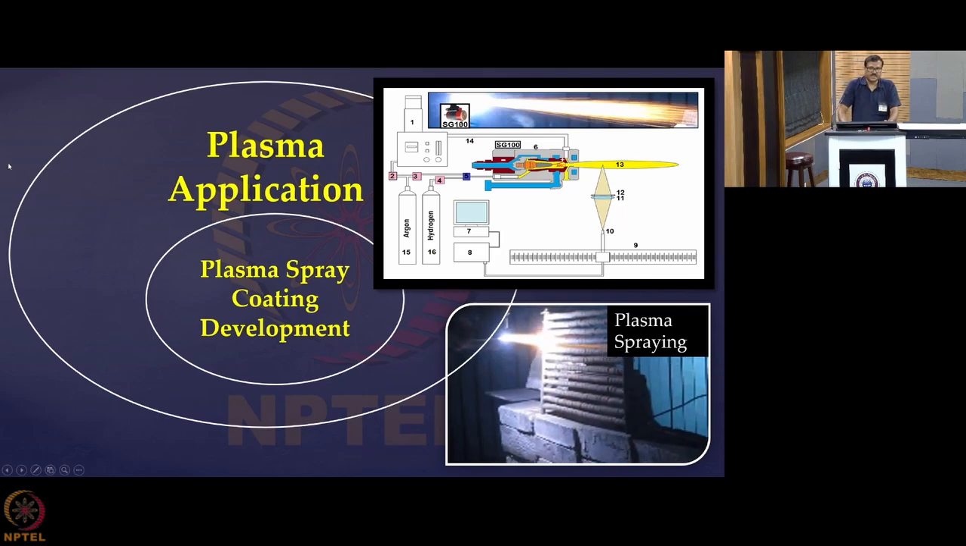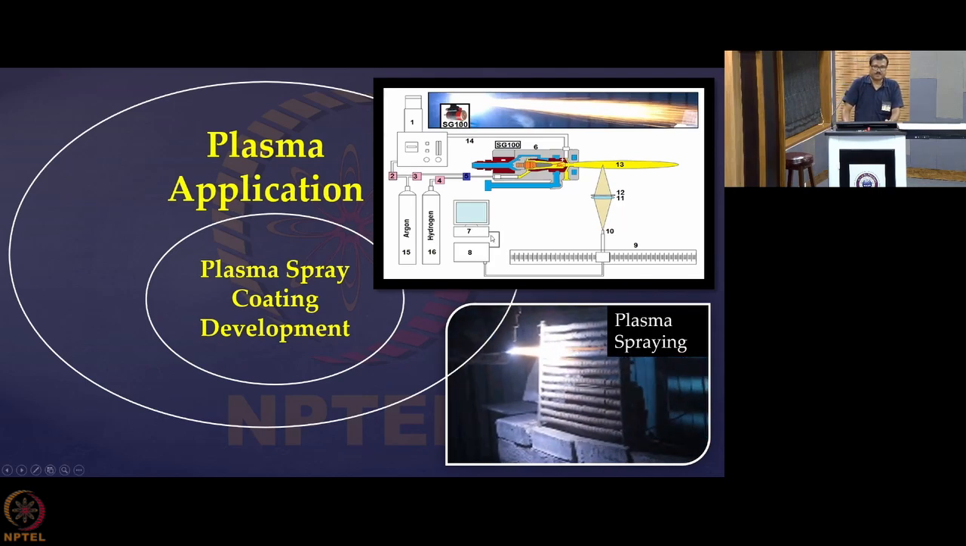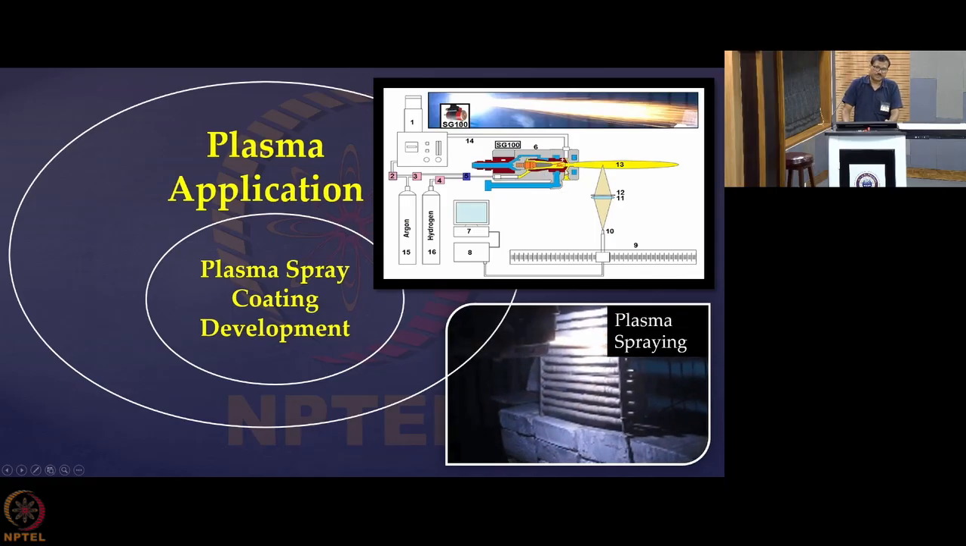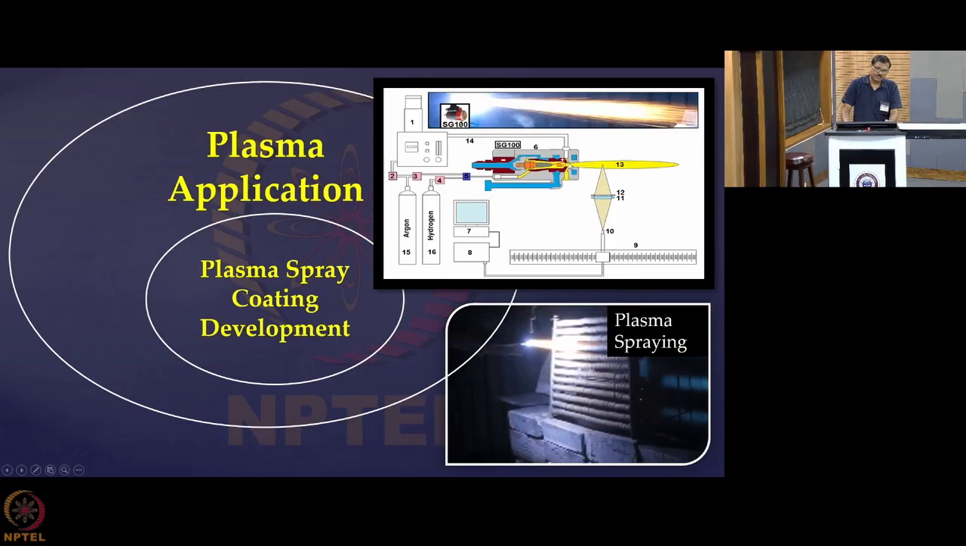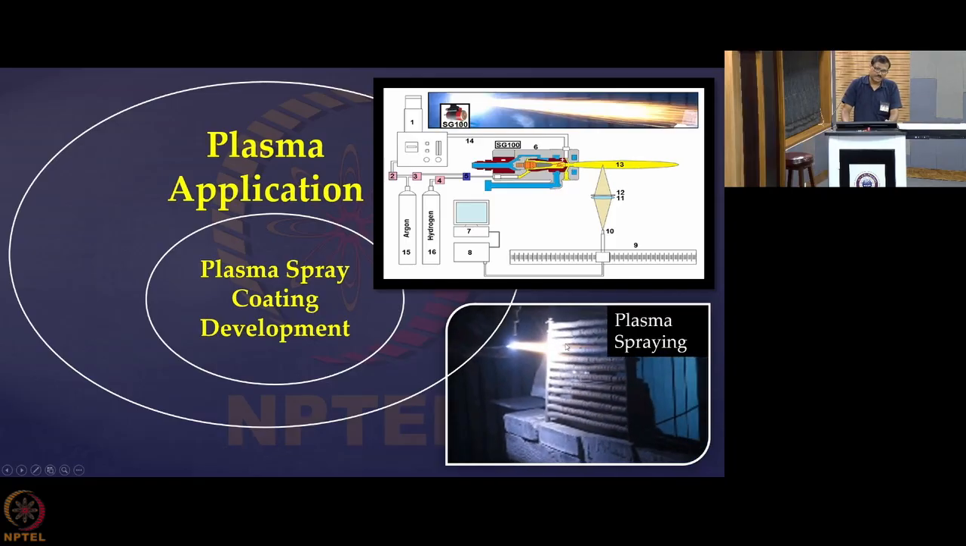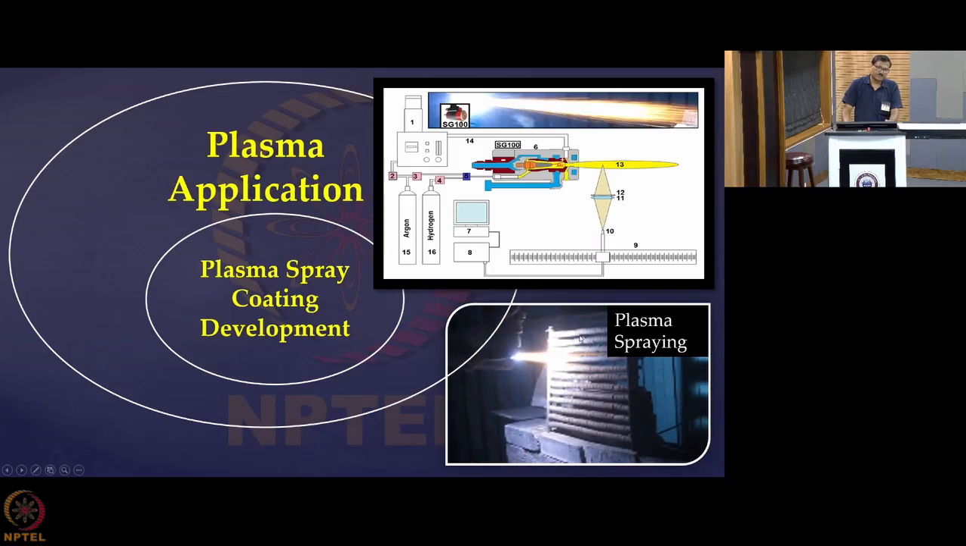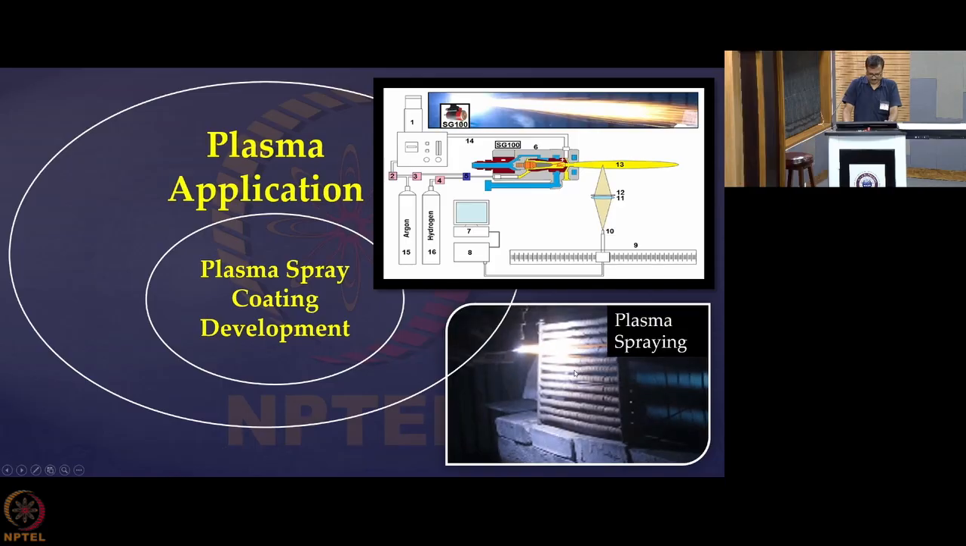So here what you are seeing, we are using a powder feeder, and from there we are inserting the powder that has to be coated into the plasma jet, and that is getting molten in flight and getting deposited over the surface which is of interest to our application.